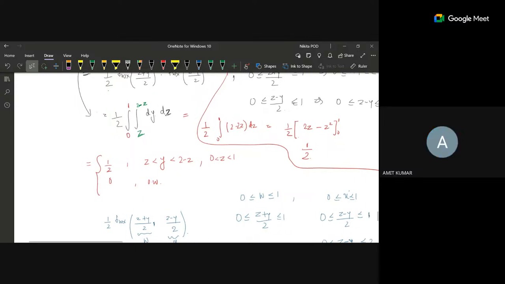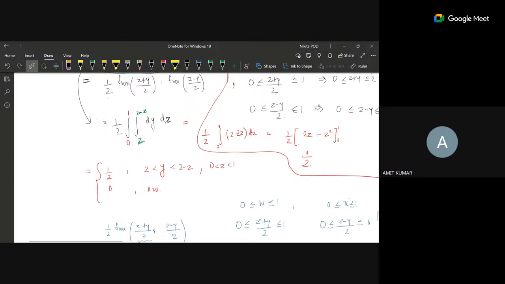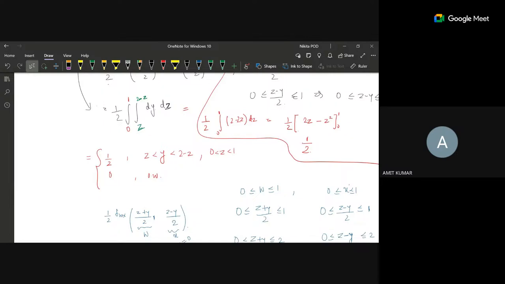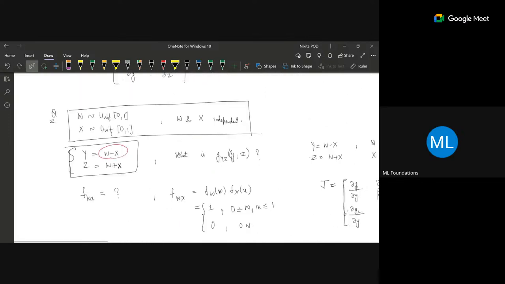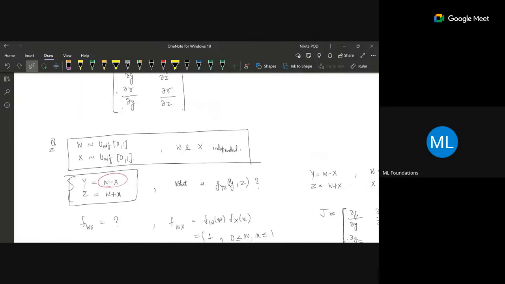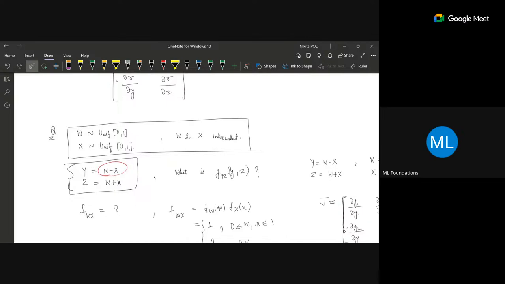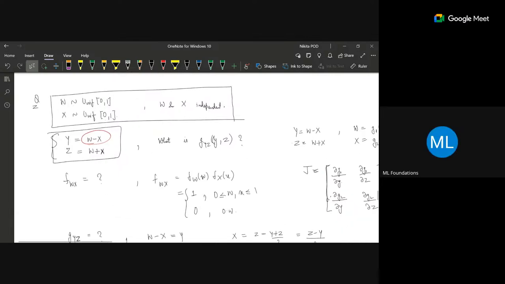Ma'am, in the previous one, you considered 1 to 0. Here it is minus 1 to 1. I think that's the difference. No, I considered this because my y is defined as w minus x and z is defined as w plus x. So y can take the negative value, right? Okay, I'll check what is going wrong here.